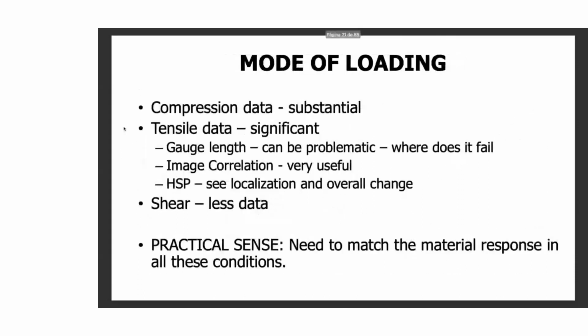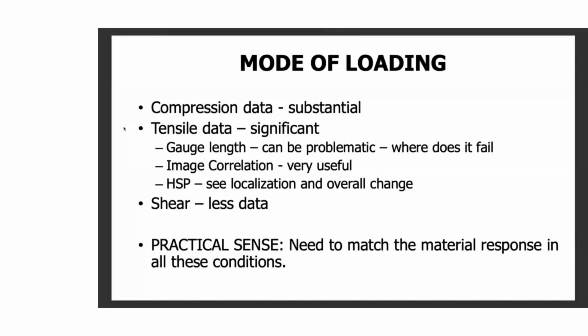If you look a little bit more into the data available, you will find that there is substantial quantities of compression data available in the literature. There is a reasonable amount for polymers on tensile data. The gauge length can be a bit problematic because it is not as easy as a metal to get the sample to fail in the middle or along the nominal gauge length. So we use things like image correlation and high-speed photography to see localization.